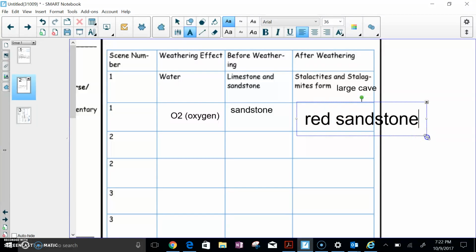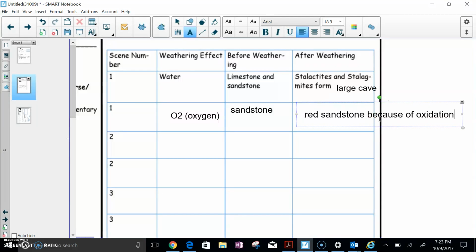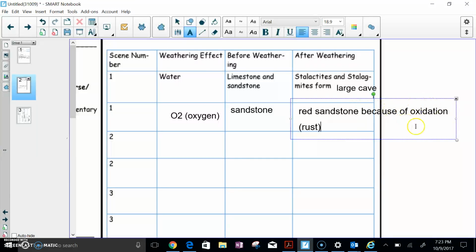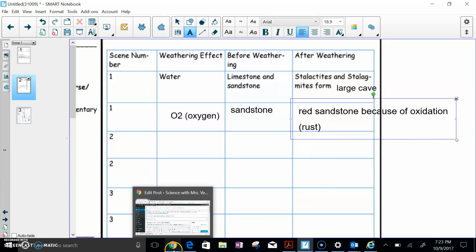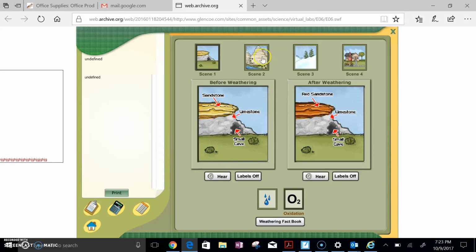Okay, so after weathering, I ended up with red sandstone because of oxidation. If you didn't quite understand that, make sure you know it's because of oxidation, which is when something rusts, just like your bicycle will rust if it's left out and exposed to the weather. All right, so the next one is scene 2.